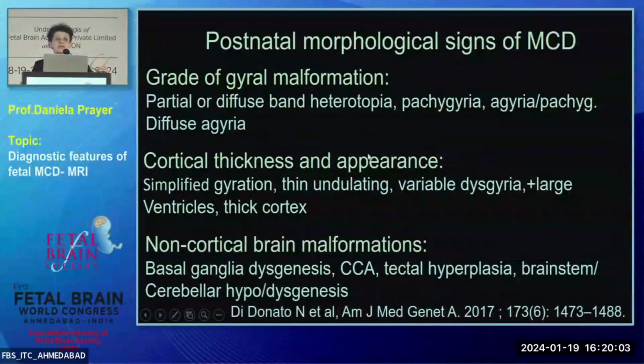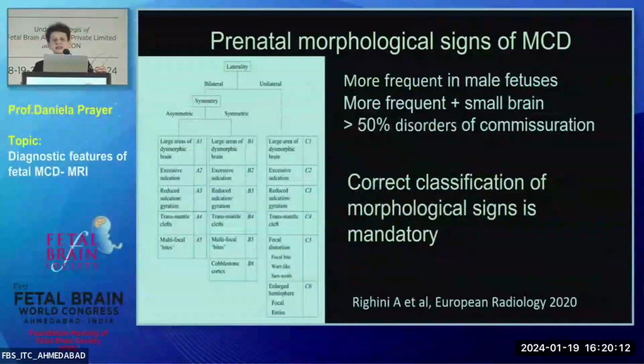Postnatal morphological signs of MCD are very often not completely applicable in prenatal stages, but fortunately, Professor Regini published a paper where we have an approach to prenatal morphological signs of MCD, and I would really recommend using this approach because it will help you to classify anything that you can see on MRI. We already heard MCDs are more frequent in male fetuses. They very often have a small brain, and in more than 50%, they are associated with disorders of commissuration.